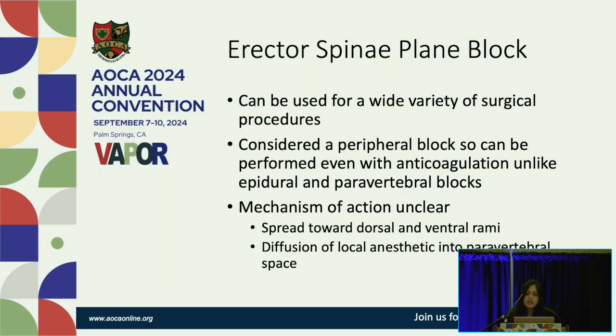Now, the mechanism of this block is not completely understood, as it's still a relatively new block, but some studies suggest that there's anterior diffusion of local anesthetic into the paravertebral space, although an interfascial spread toward the dorsal and ventral rami is probably the main mechanism of action. And it's important to note here that it's considered a peripheral nerve block, so you don't really have to worry about when the patients are on anticoagulation or if they have any lab values that are abnormal.